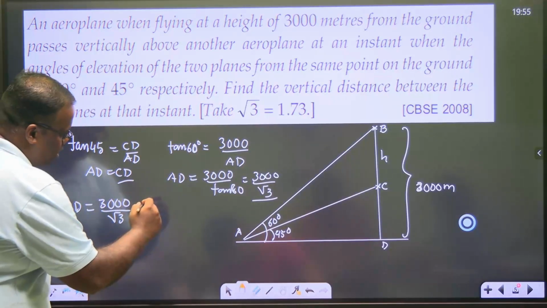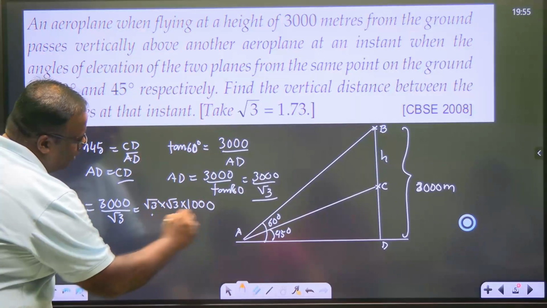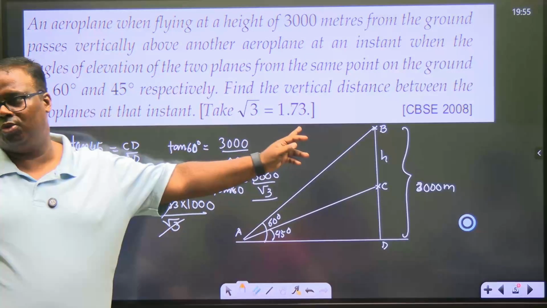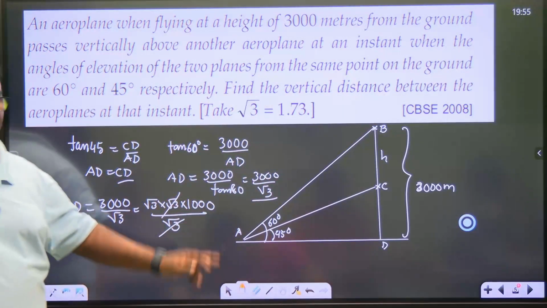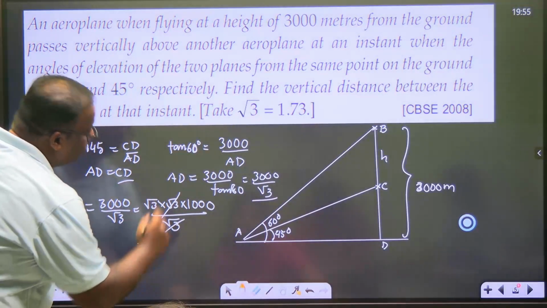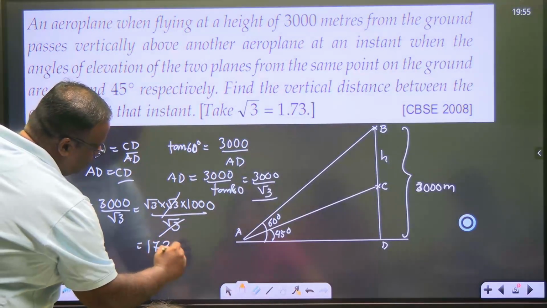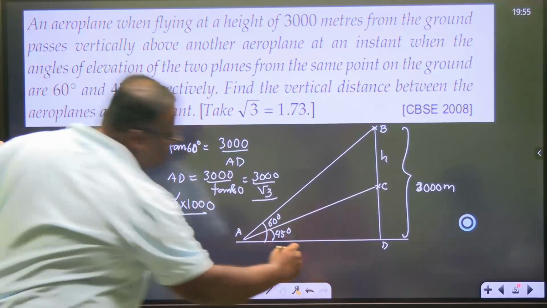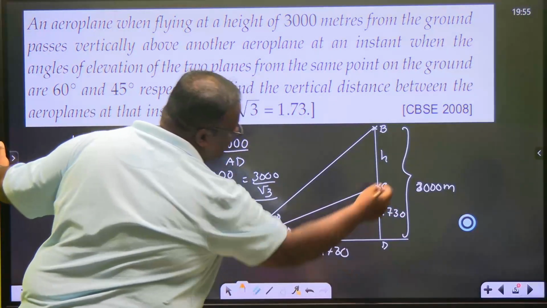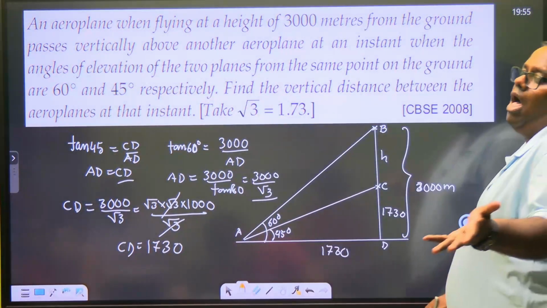This is how much? See how to make it easy. Root 3 into 1000 divided by root 3. Agreed? Root 3 cut. They have given root 3 as how much? 1.73. 1.73 if you multiply by 1000, what is the value? 1730 is the value of CD. Means this value is 1730. This is also 1730. And now you just subtract 1730 from 3000. So easy.